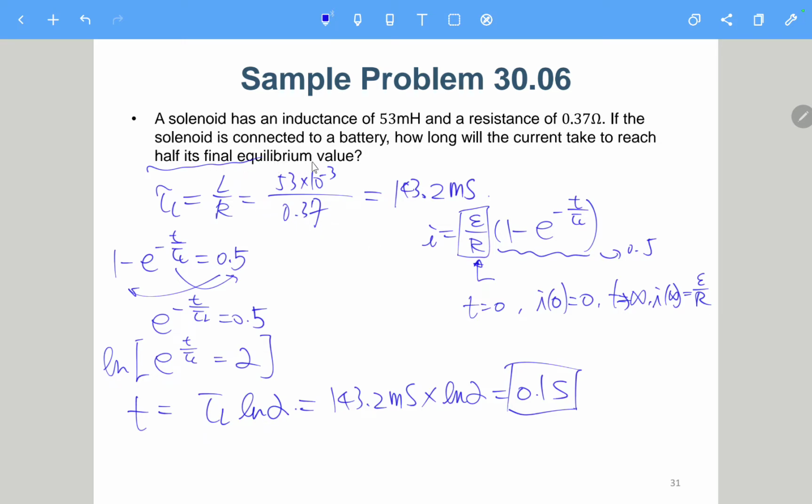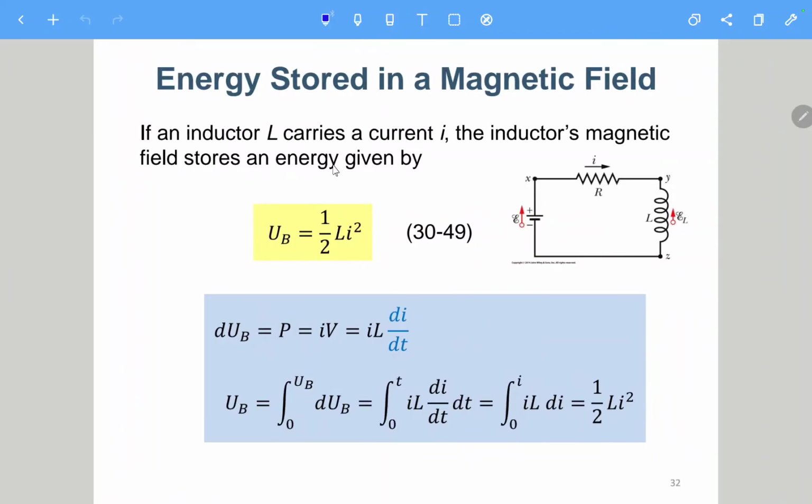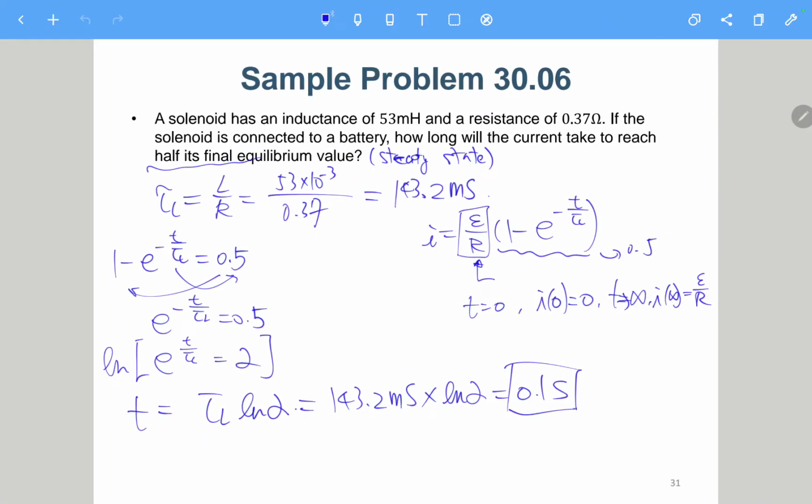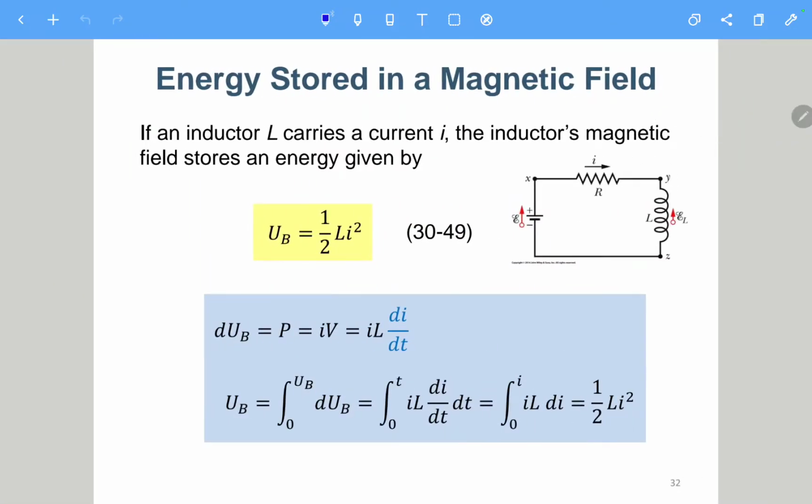equilibrium point is, or sometimes I will call it the steady state. Okay. So no question, I'll just move on.